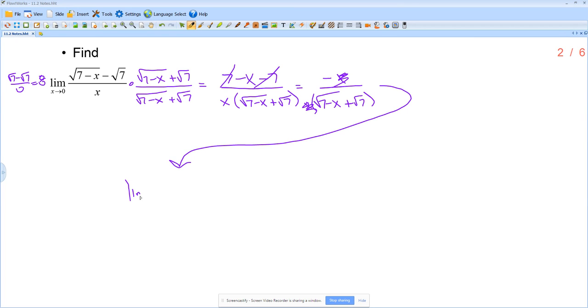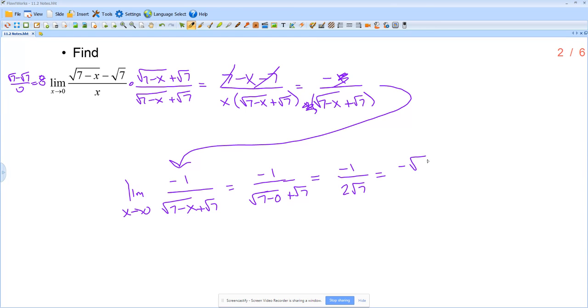So this becomes the limit as x approaches 0 of -1 over square root 7 minus x plus square root 7. And now when I evaluate this limit, I get negative 1 over square root 7 minus 0 plus square root 7, which gives me negative 1 over 2 root 7. And if we wanted to rationalize from this point, you could say it's negative root 7 over 14.